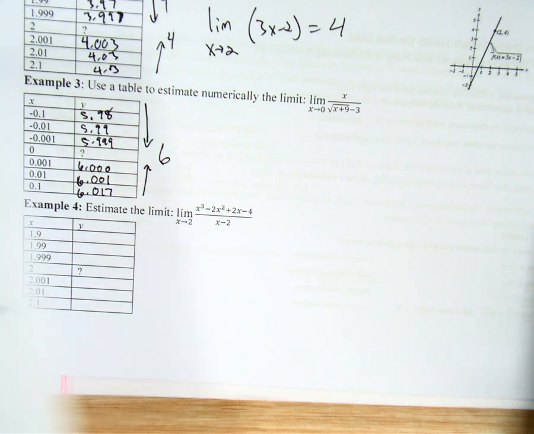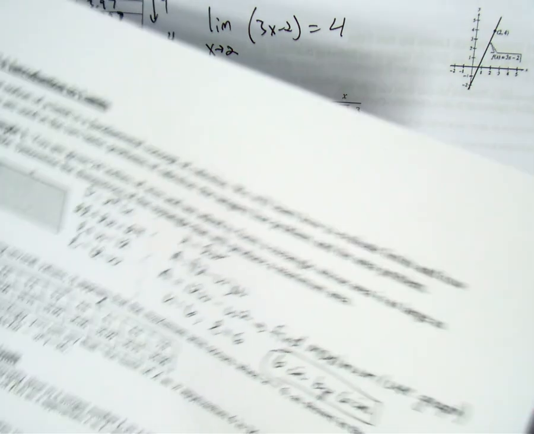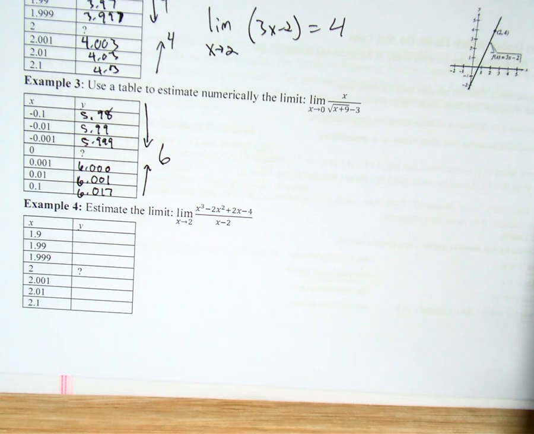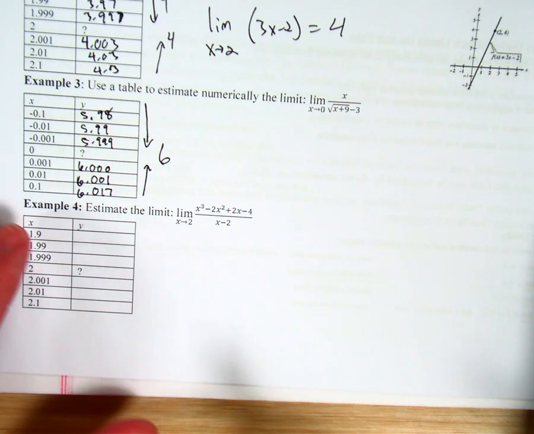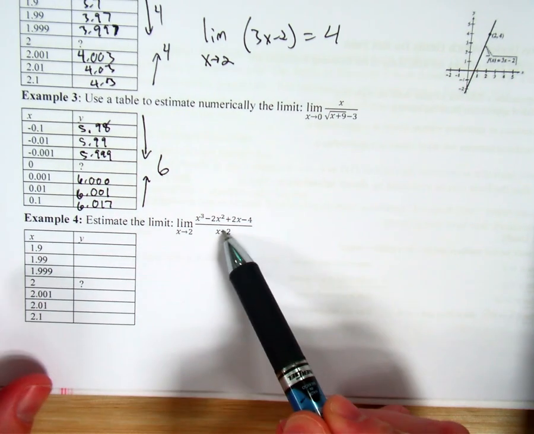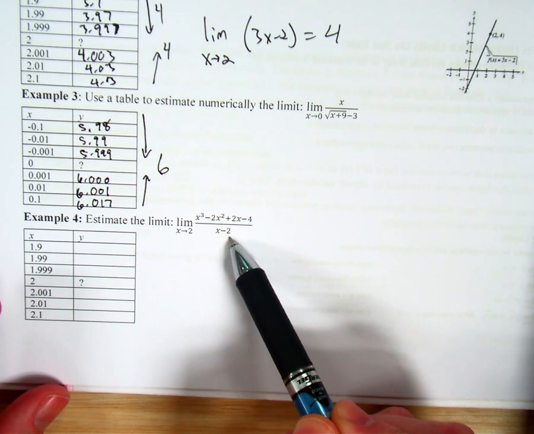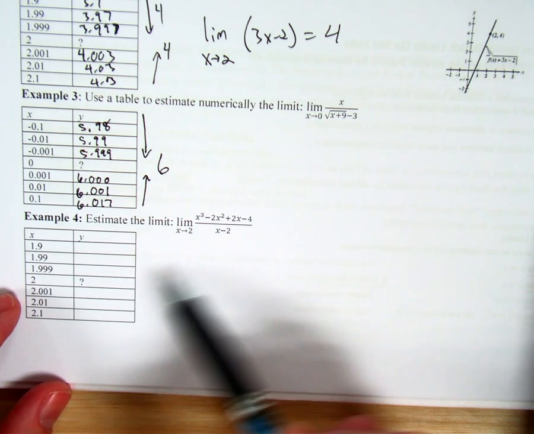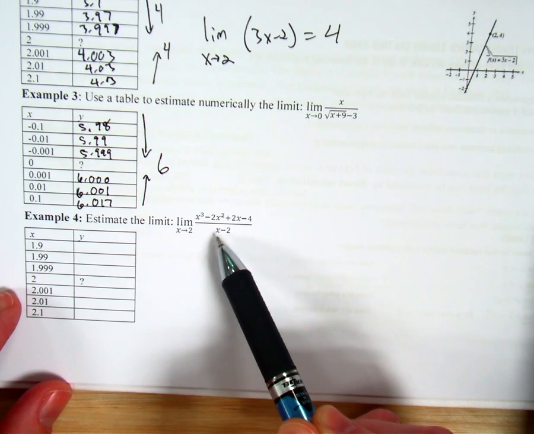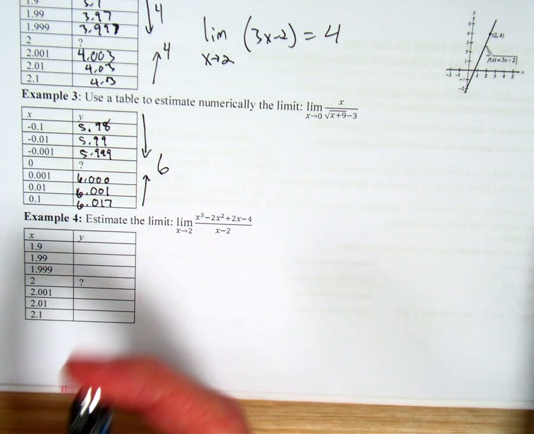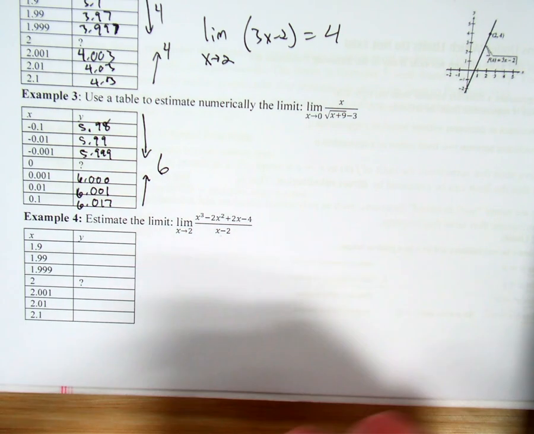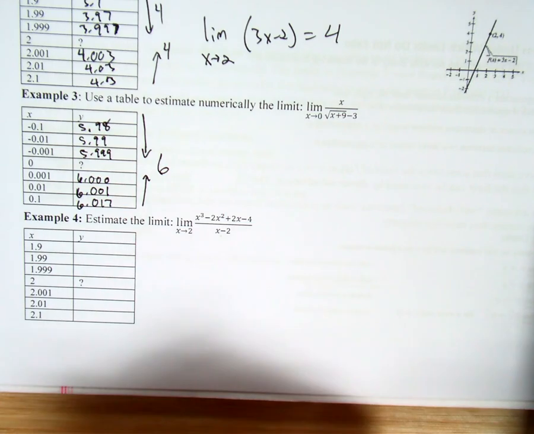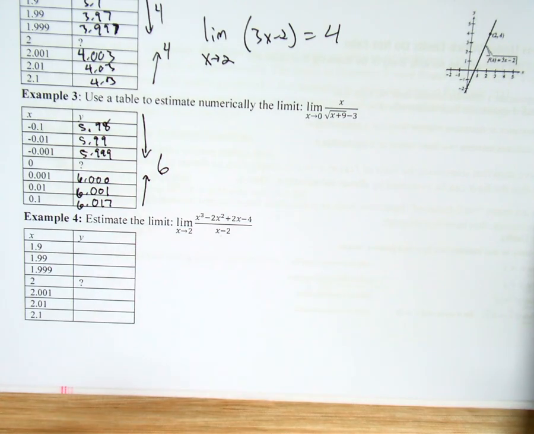We got another limit. We're plugging in 2 this time. We're trying to find the limit as x goes to 2. And again, we can't plug in 2 because 2 minus 2 would be 0 on the bottom. We can't have that. So push pause and give it a go. Let's see what we got.